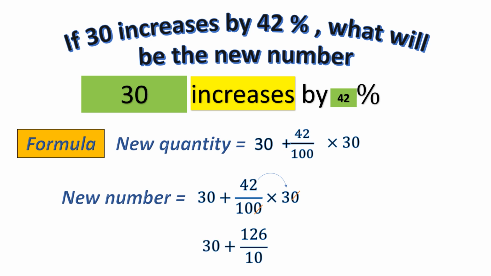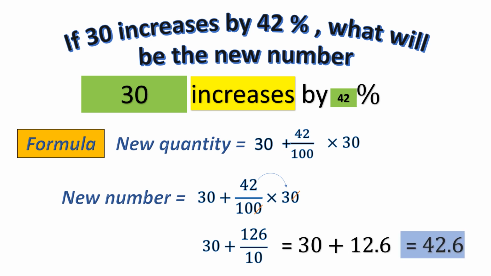Remember, there is a 30 plus before it. So what is 126 by 10? We can also write it as 30 plus 12.6. And if we do the addition, we get 42.6. That is the same result.